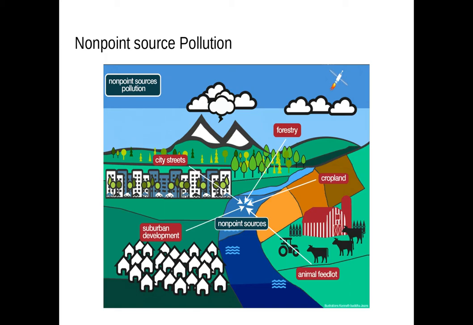Airborne pollutants are major contributors to acid rain. It forms in the atmosphere when sulfur dioxide and nitrogen oxides combine with water. Because acid rain results from the long-range movement of those pollutants from many factories and power plants, it is considered a non-point source pollution.